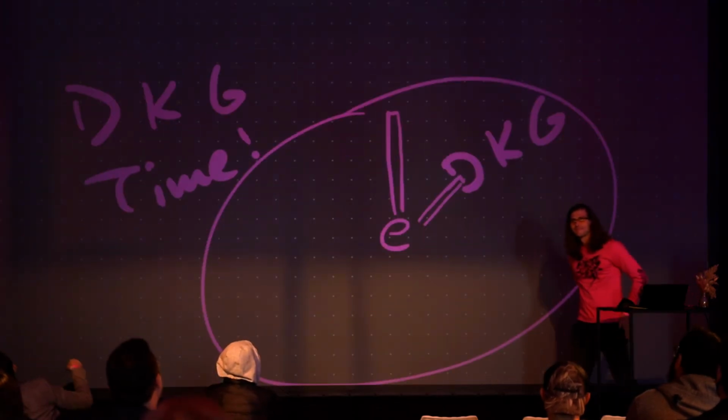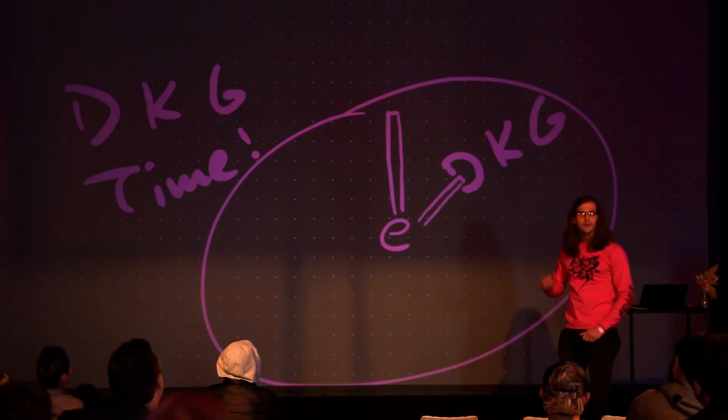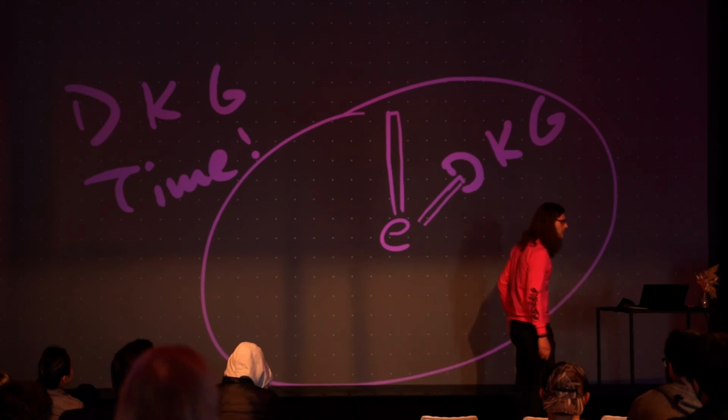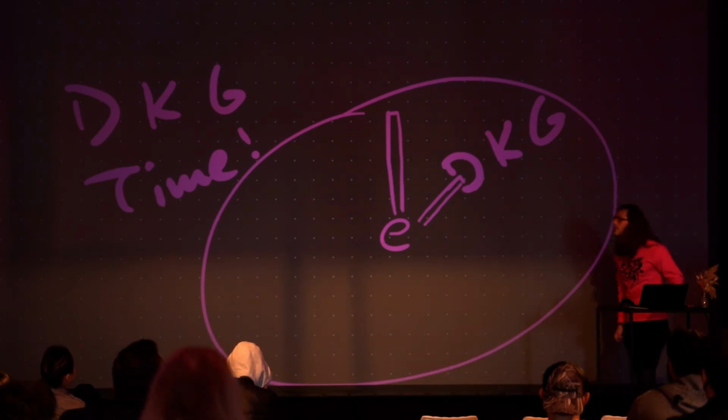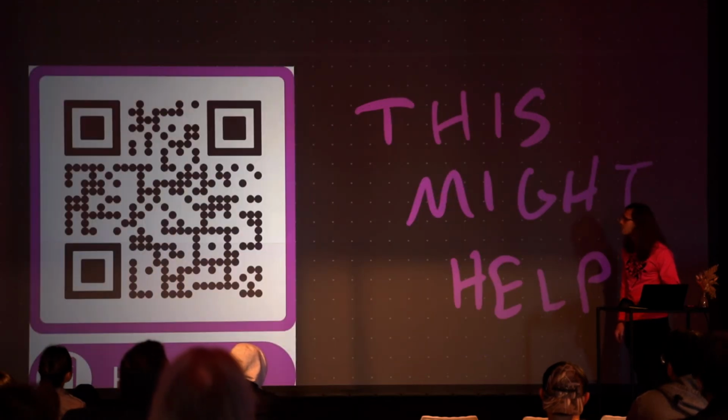DKG time. DKG is distributed key generation. So Alice knowing everything is not great for every situation. So perhaps we might like to have parties independently generate their keys and tell each other something.